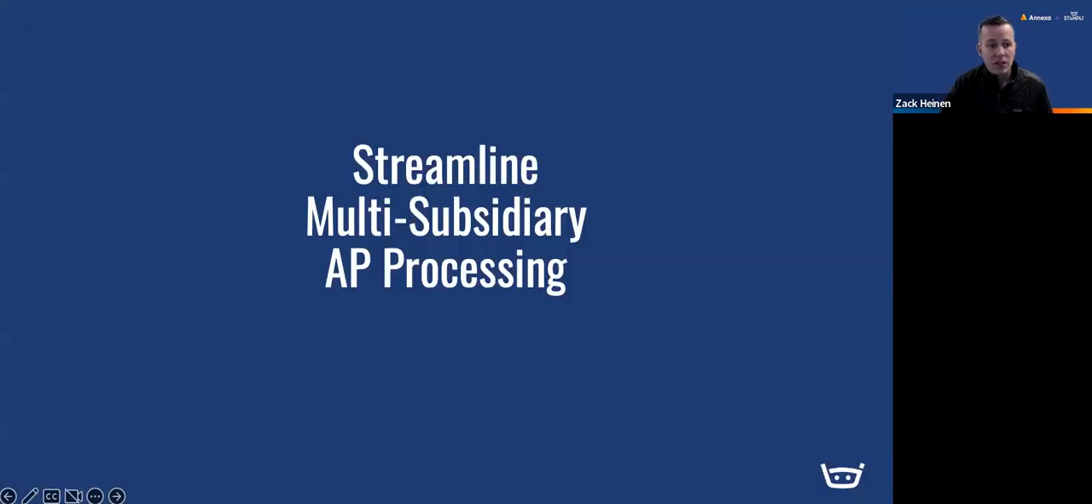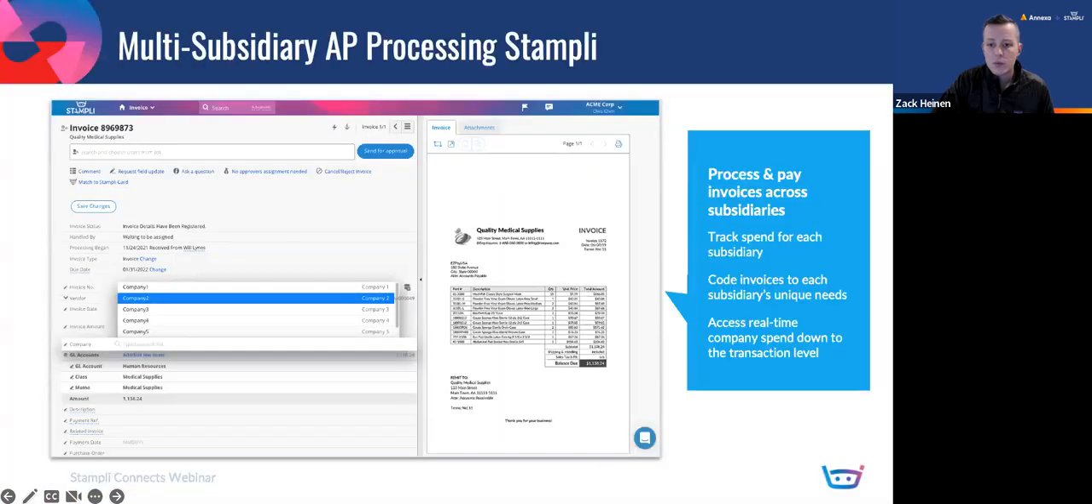And the last feature that I wanted to touch on real quickly is how Stampli supports multi-subsidiary AP processing. So within Stampli, we provide the ability to process invoices for all subsidiaries in a single place and single platform. So there's really no need to be hopping back and forth between different systems or having different logins for each subsidiary. And what's really unique about Stampli is we allow you to grant precise access or permission to specific users for specific entities, so they can only view and access what's needed to do their job.